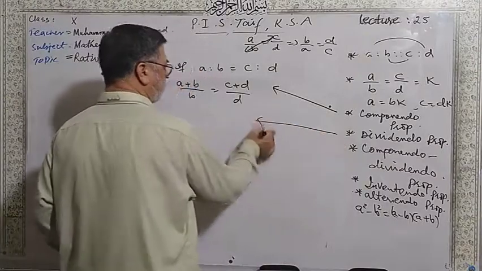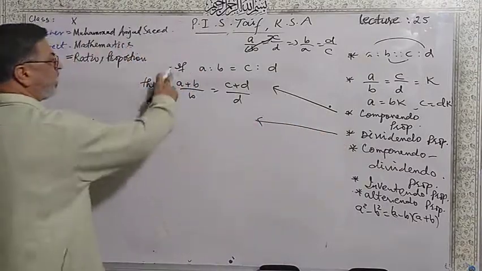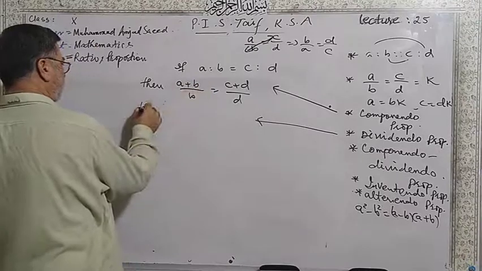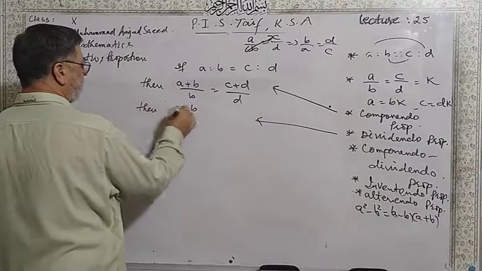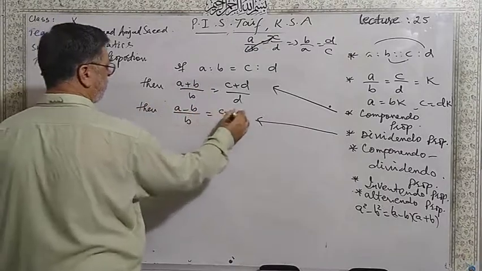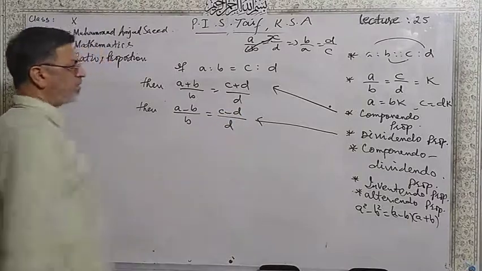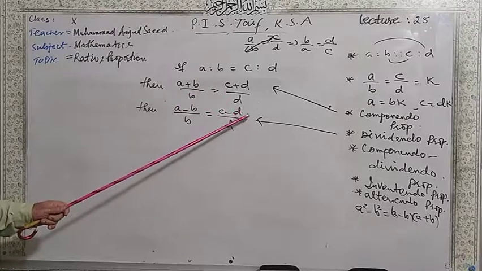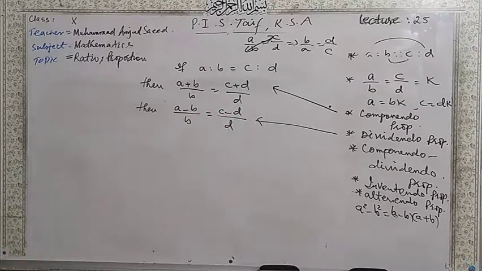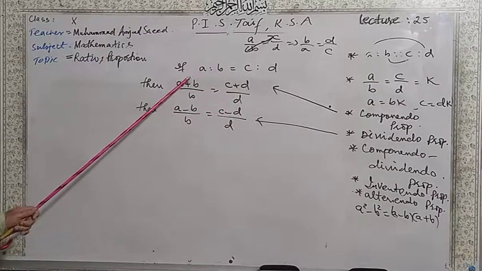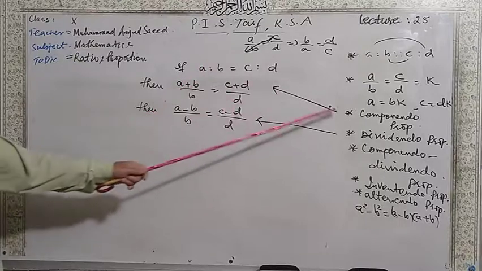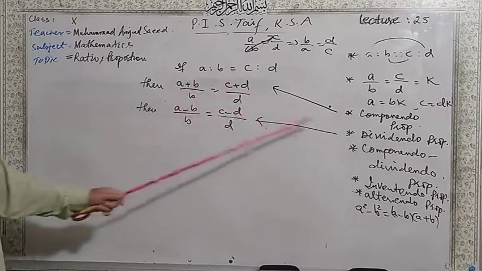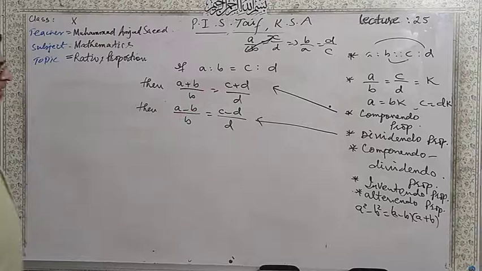And dividendo property: if A ratio B is equal to C ratio D, then A minus B over B is equal to C minus D over D. Dear students, this is componendo property and this is dividendo property. If there is a positive sign, then componendo. If there is a negative sign between them, then dividendo property.